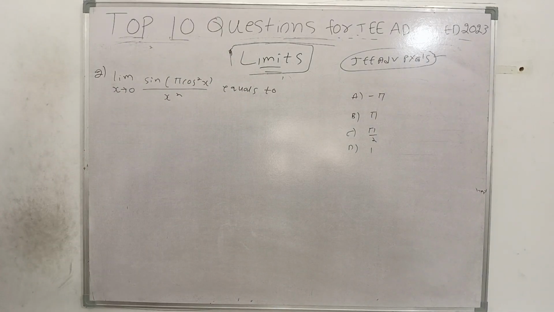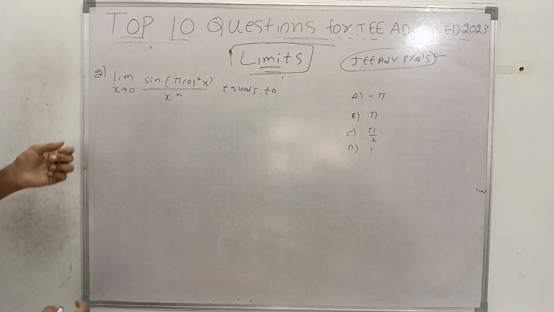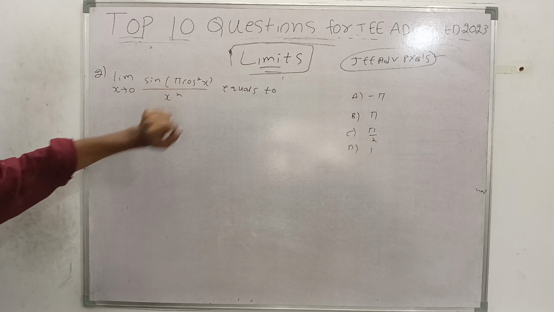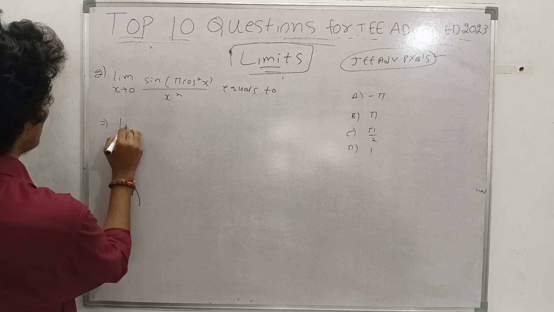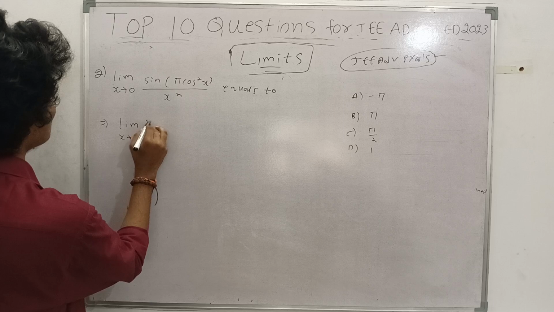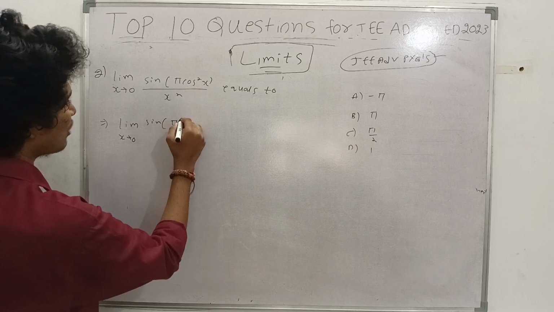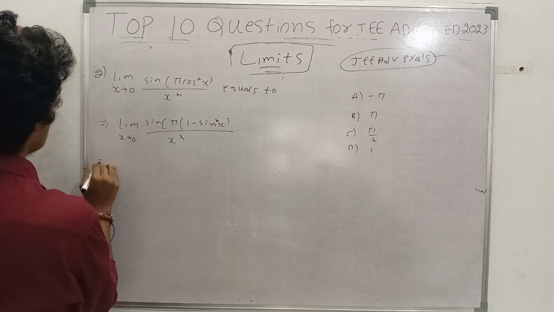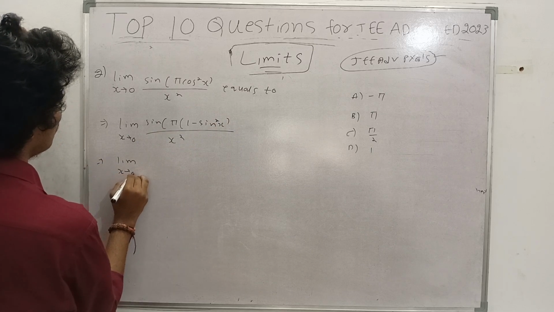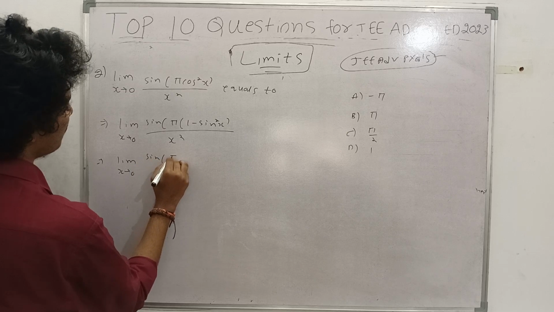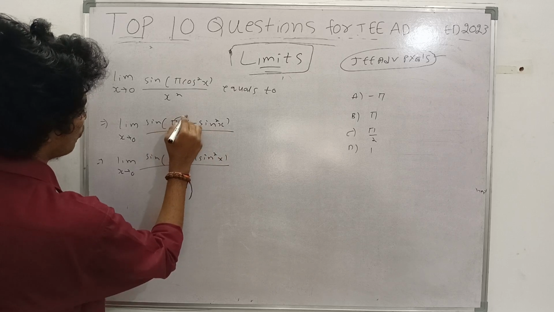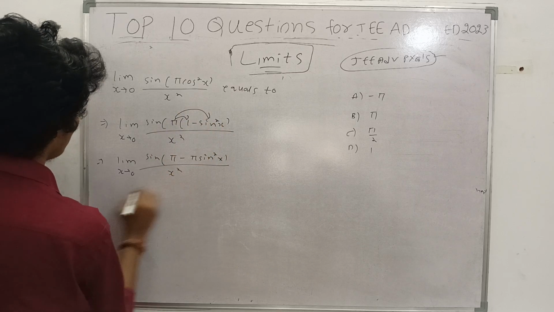This question is also very simple. Limit x tending to 0, it is like this. Here if you observe carefully, it is sine of pi into cos square x. So what I can do is take the limit x tending to 0, sine of pi into, I can write cos square x as 1 minus sine square x. Yes, it is correct. Limit x tending to 0, sine of pi minus pi sine square x, I just multiplied pi in, divided by x square.